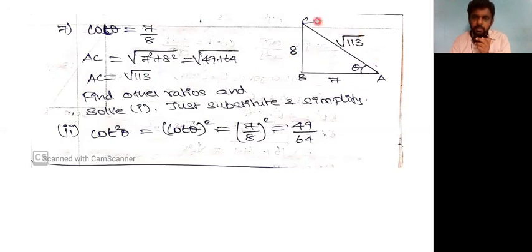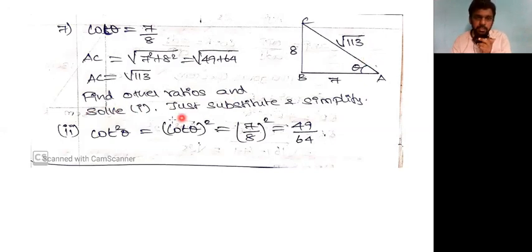So we know that AC square is equal to AB square plus BC square using Pythagoras theorem. So square root of 7 square plus 8 square, which is square root of 49 plus 64, which is square root of 113. So we have hypotenuse as square root of 113. Sometimes you will get an irrational number like this, whereas sometimes we get a perfect square. It is not like that every time you will get a perfect square like 25, 36, 49.